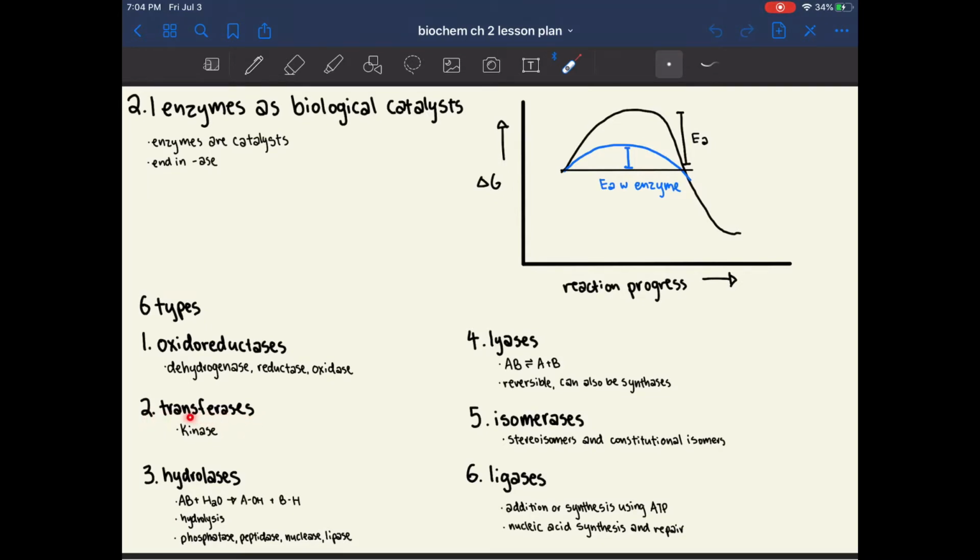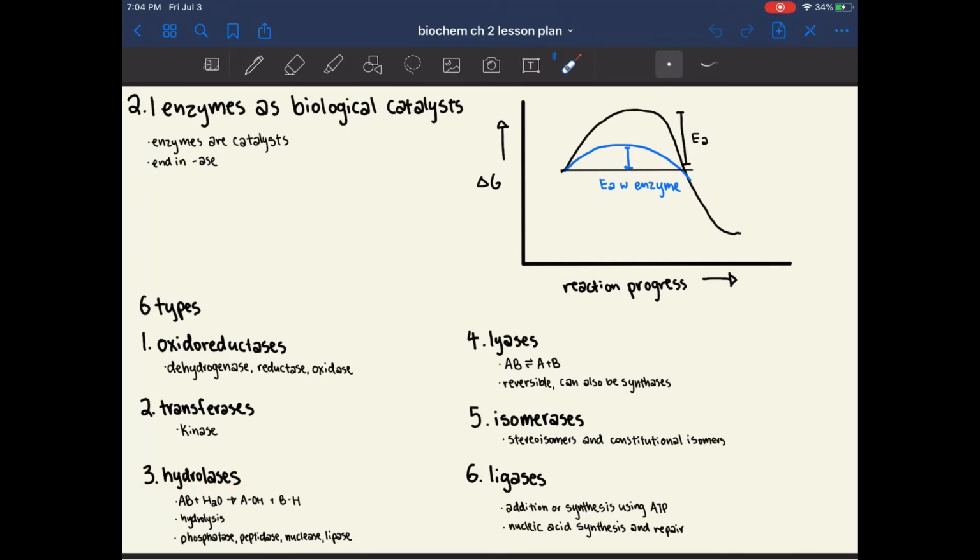The second type of enzyme is called a transferase. Transferases transfer entire groups of atoms instead of just electrons. A common type of transferase is a kinase, which transfers a phosphate group. This is really important because ATP is the main carrier of energy in our bodies, and ATPs operate by removing and adding a high energy phosphate group.